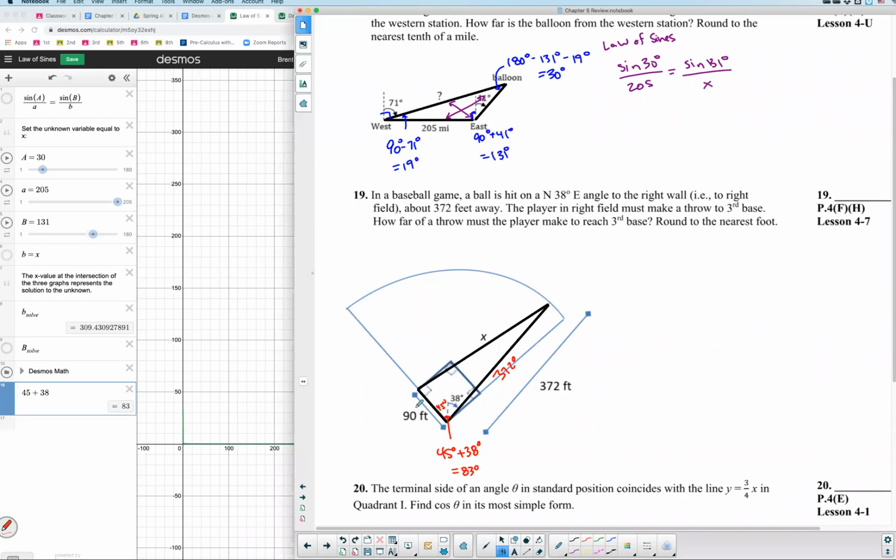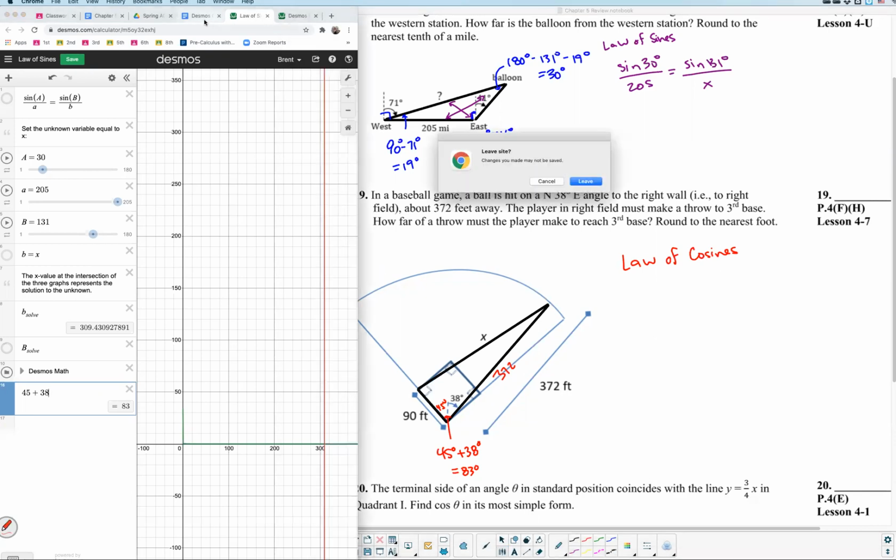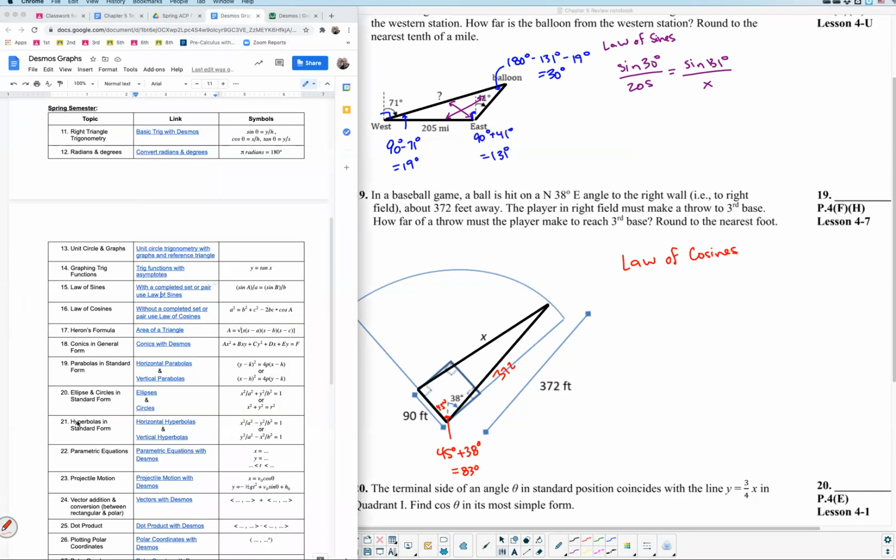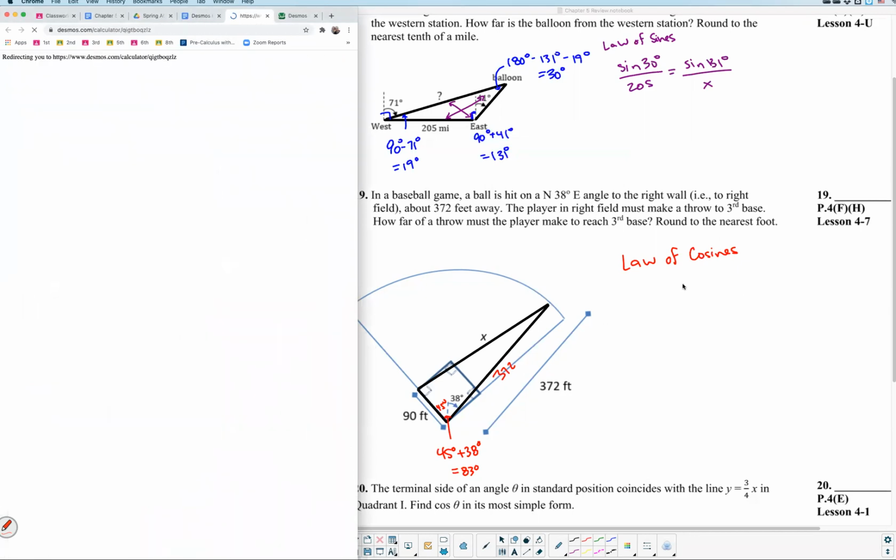Now I can look, do I have a completed set? On this problem, I don't. I have these two side lengths, but I don't have an angle across from them. That's less than 90, so I would have to use the law of cosines. I'm going to open up this calculator, Law of Cosines, and I'm not going to write out all the values because see the clock here.